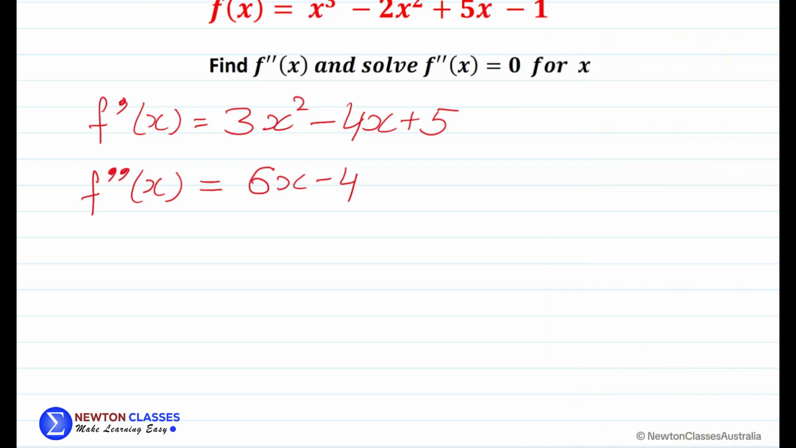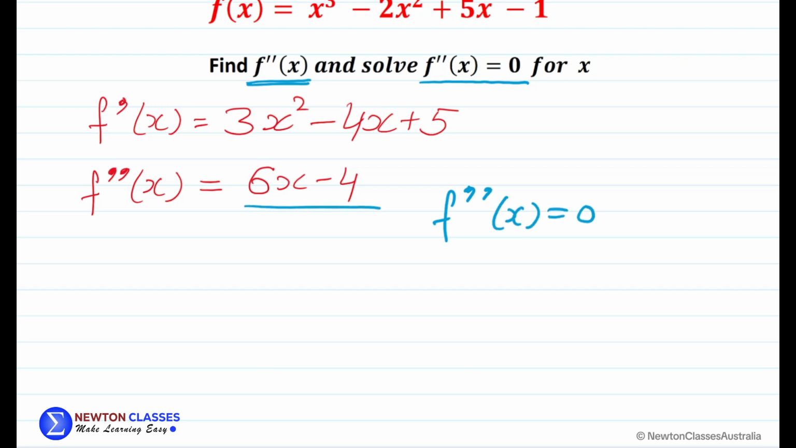Now we have done the first part, which was how to find the second derivative of the function given, f(x). Now let us go to the second part, which says that we have to solve the equation when f''(x) is 0. So let us solve it. It means f''(x) is equal to 0.